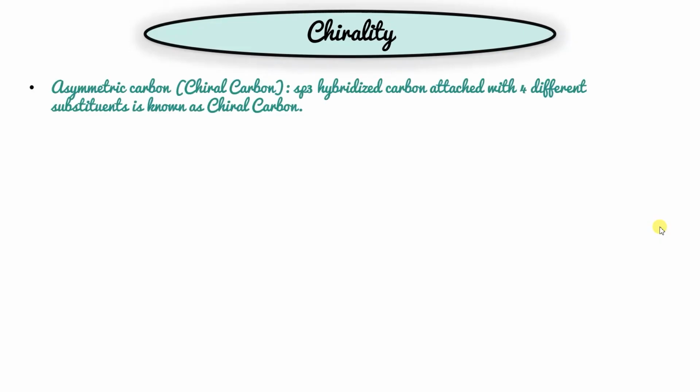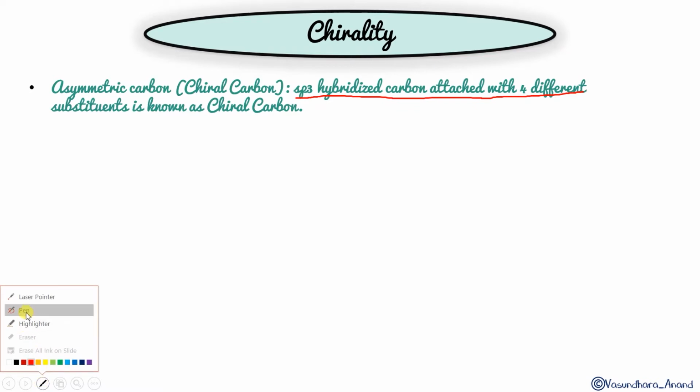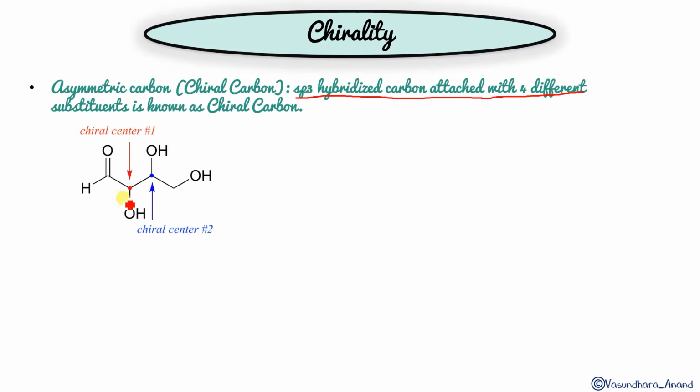What does chirality mean? Asymmetric carbon. That means an sp3 hybridized carbon which is attached to 4 different substituents is known as a chiral carbon. Got it? So this is an asymmetric carbon, I have told you about this. That means all 4 different groups should be attached.